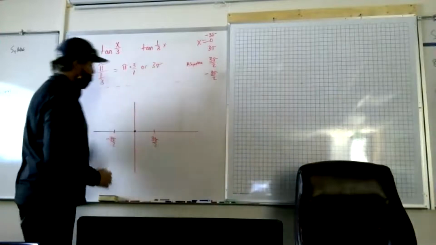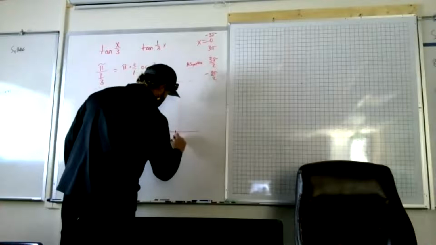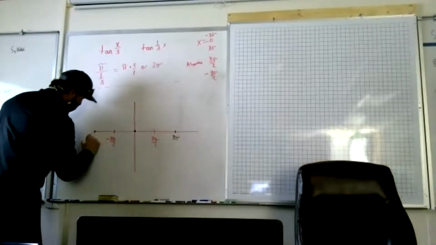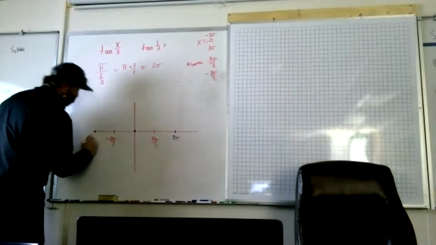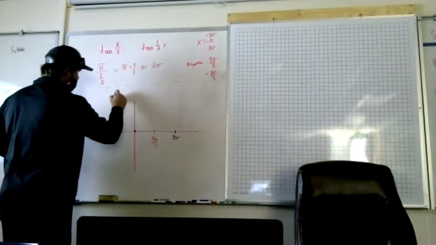My period I found was 3 pi. That means I have another intercept there, and I have another intercept here. Draw my asymptotes first.